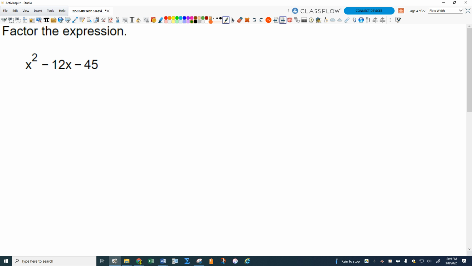Okay, another one. This is an easy one, right? This is a simple trinomial because a is equal to 1. There's nothing I can undistribute in this case, correct?